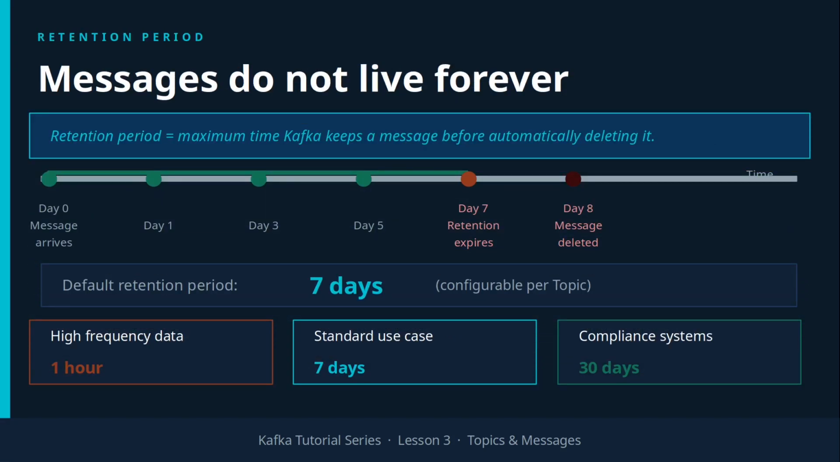Messages do not live in Kafka forever. Every topic has a retention period, the maximum time Kafka keeps a message before deleting it automatically. The default is 7 days. After 7 days, the message is gone. This is by design. Kafka is a messaging pipeline, not a permanent database. You can configure this per topic. Some systems keep messages for 1 hour, others for 30 days.